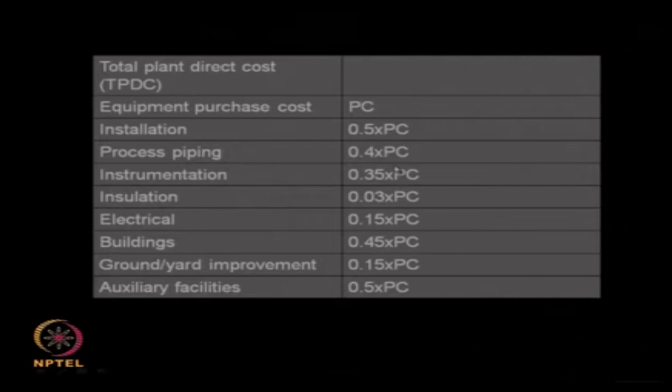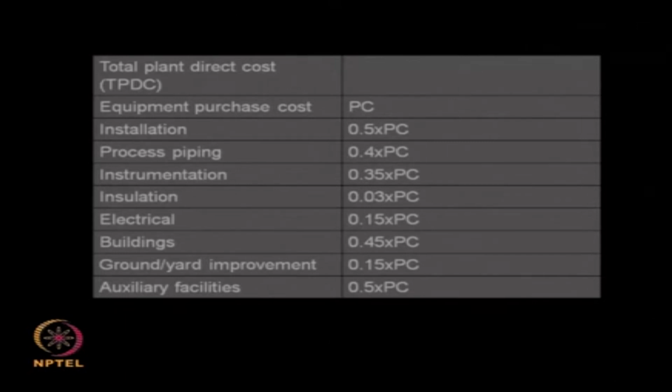Instrumentation: you need instruments for measuring temperature, pH, dissolved oxygen, and so many other factors. So you need the instrumentation, then insulating the whole reactor. About 3% of the cost goes towards insulation, and 15% of the actual equipment cost goes for electrical wiring, cabling, high energy wires and so on.